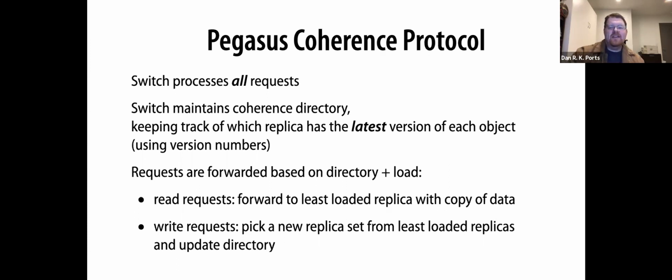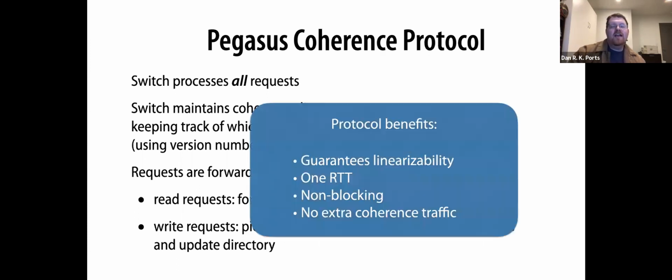Without going into too many of the details on this, in addition to being very simple, this protocol has a number of really nice benefits. The first one is that it guarantees the strictest form of consistency, linearizability, which is to say that even though the objects are going to be replicated, they remain consistent. It still looks like, to an external observer, like there's just one copy of the data and all the requests are being processed in order.